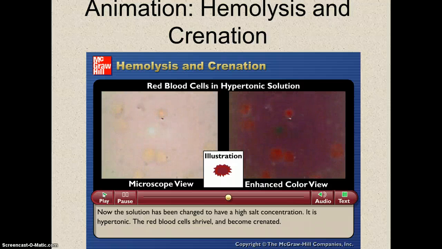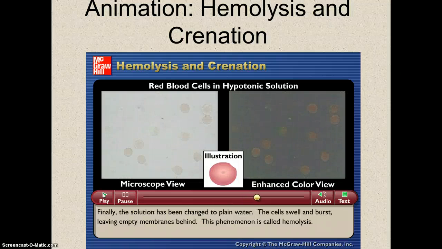Now the solution has been changed to have a high salt concentration. It is hypertonic. The red blood cells shrivel and become crenated. Finally, the solution has been changed to plain water. The cells swell and burst, leaving empty membranes behind. This phenomenon is called hemolysis.